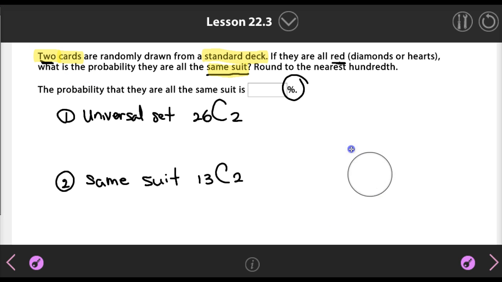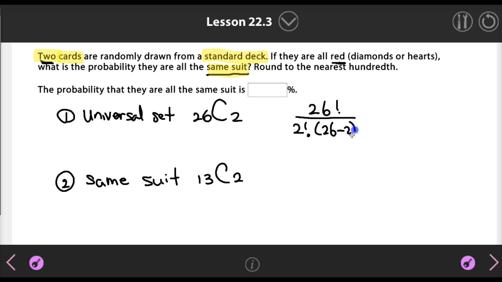So in case I just confused you, I'm going to go step by step. So let's find the universal set where all the cards are red. And out of the 26 red cards, we're picking 2 cards, right? So that'll be 26 factorial over 2 factorial. Remember, that was the formula for the combination. And then 26 minus 2 over here, factorial. So that gives me 26 factorial over 2 factorial times 24 factorial.